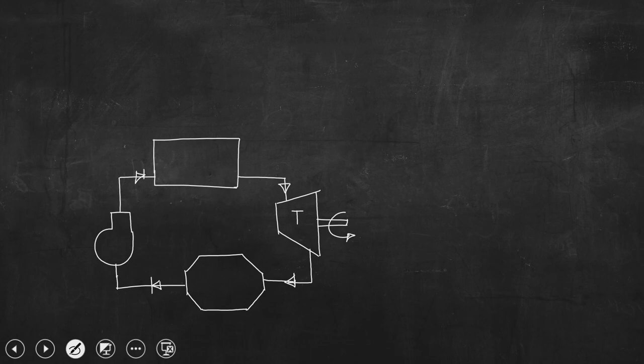So, this is the pump, and this is a heat exchanger. And this is the turbine, and this is the condenser. Now, you can see, this is the steam water cycle.